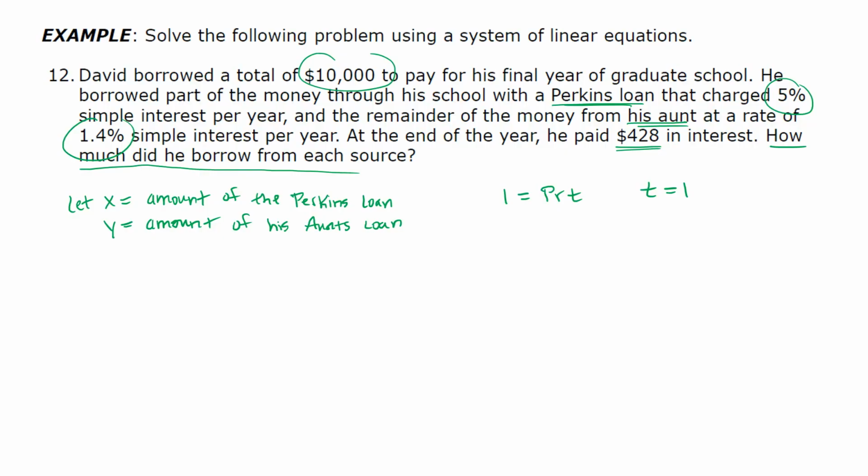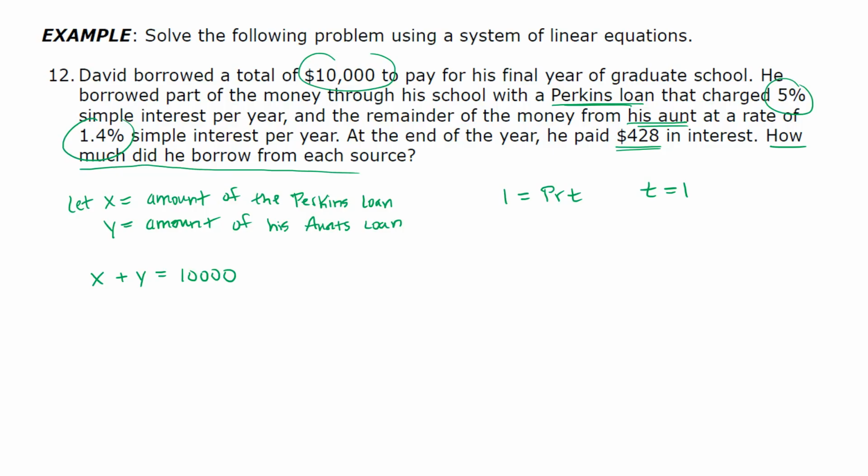First thing, we know that he borrowed a total of $10,000. So between the Perkins loan and his aunt's loan, they equal $10,000. So that means x plus y is going to equal $10,000. Okay. Now we know total interest that he paid was $428. So the interest from the Perkins loan plus the interest from his aunt's loan equaled $428.